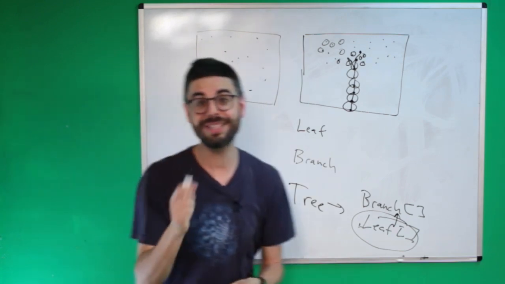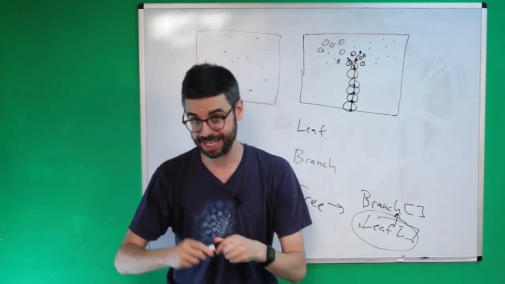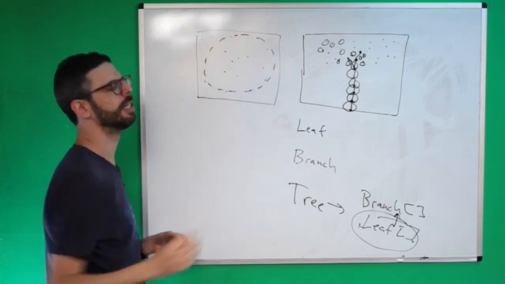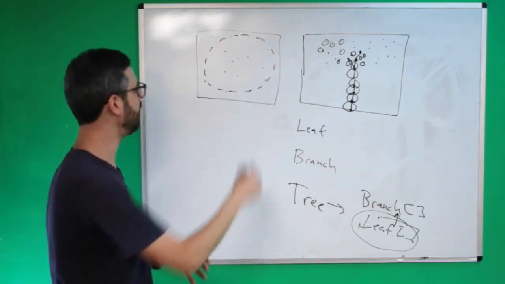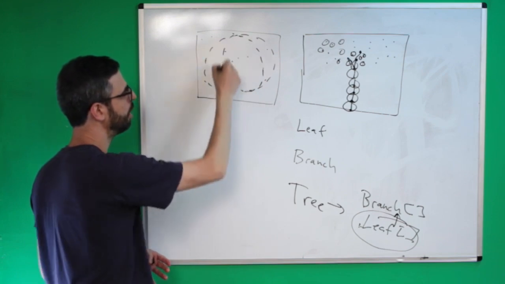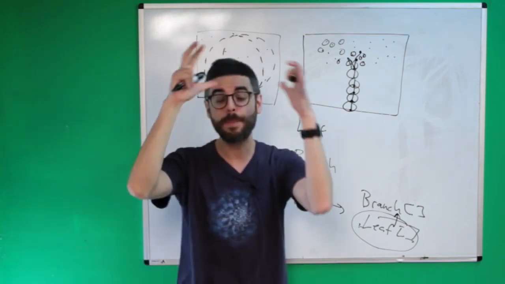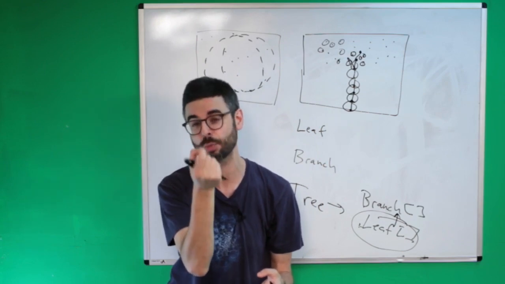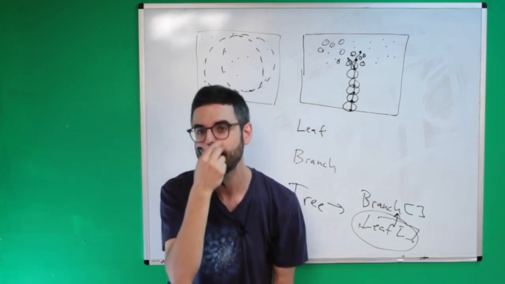So what I want to do instead in 3D is think of the canvas not as a flat plane, but as a sphere. I'm going to create random points all inside a sphere, and then I'm going to have my first branch, the root of the tree, in the center of the sphere.